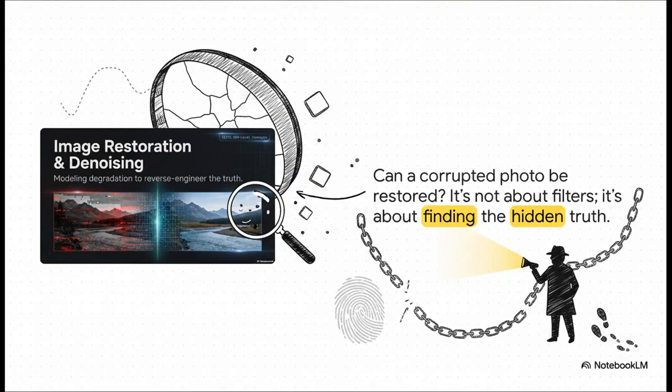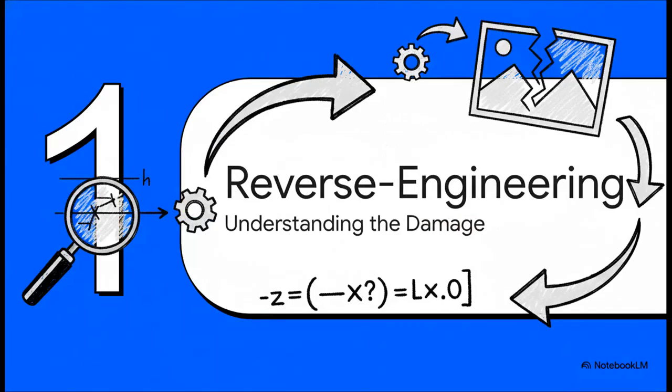The big question here is, can you really, truly fix a damaged photo? And I don't just mean slapping a filter on it to make it look a little better. I'm talking about finding the original, hidden truth buried under all that corruption. You've got to think of it like a detective story. The perfect image is our victim, and all that noise and blur, that's the evidence left behind at the crime scene.